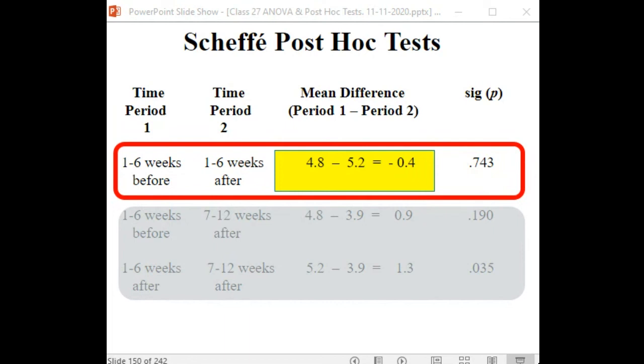Now, is that difference big enough to be statistically significant? To find out, we look over here. This is P, or the probability value for the difference. P is equal to 0.743. P is larger than 0.05, quite a bit larger. So this tells us that the difference between these 2 groups is not statistically significant.